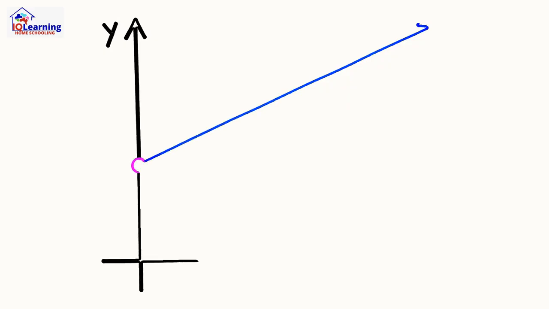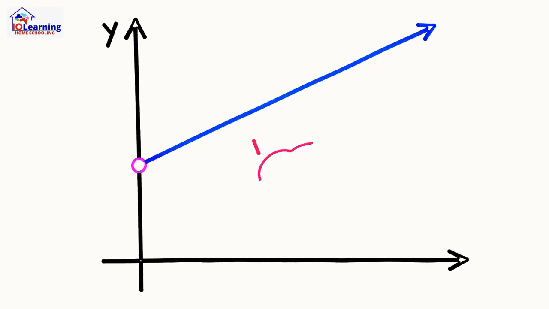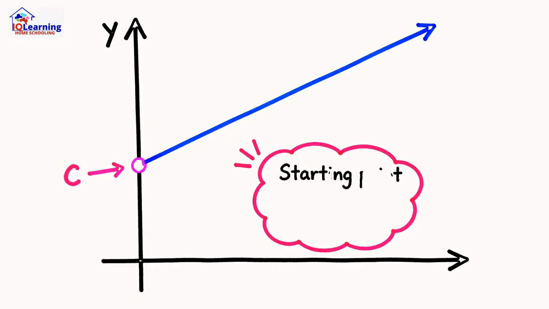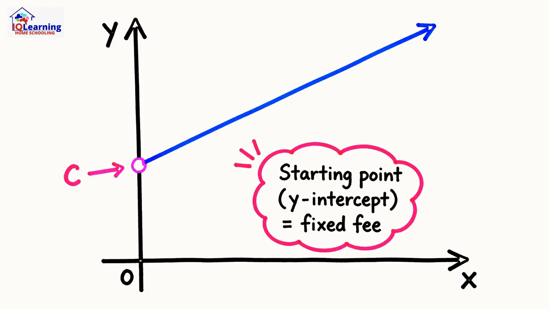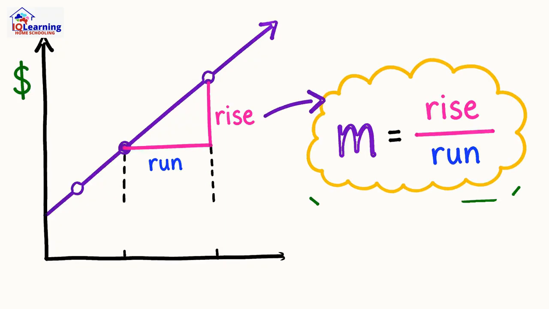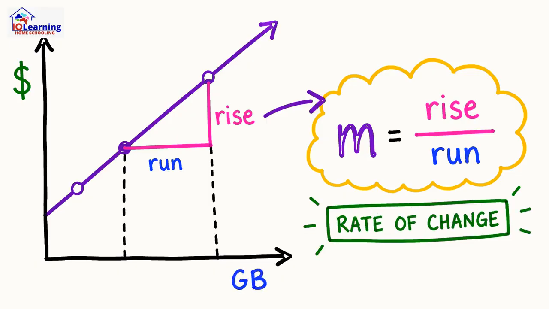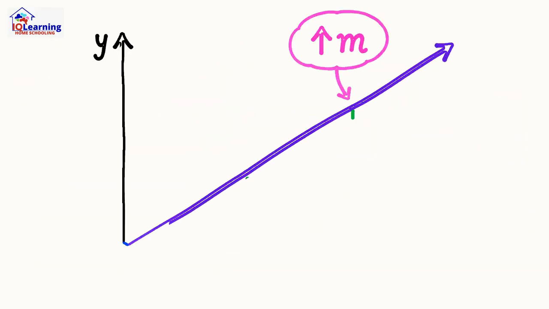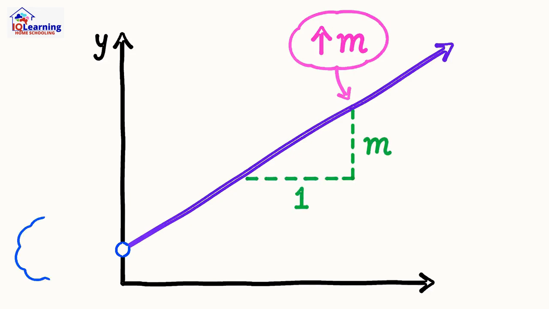The c is your starting point, the fixed monthly fee you pay no matter what. In graphing, that's the y-intercept. The m is the rate of change, like the 50 cents you're charged for every gigabyte of data. That's the gradient. You control x, the amount of data, and y is the final cost.